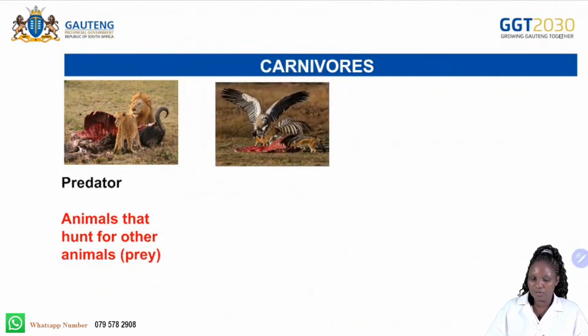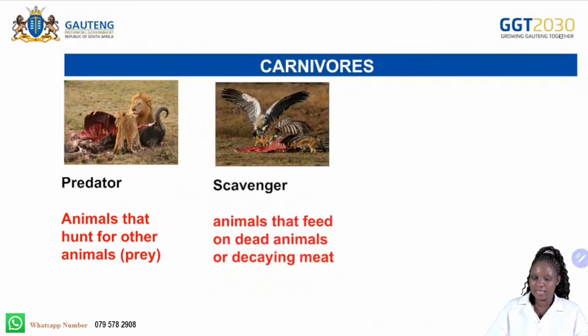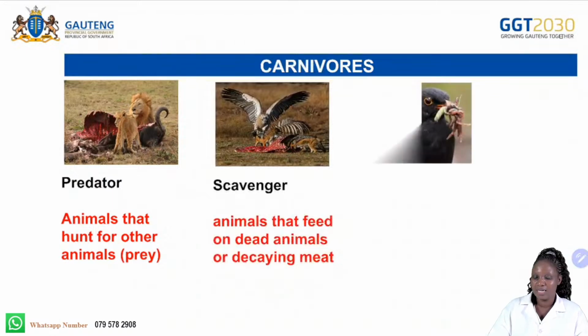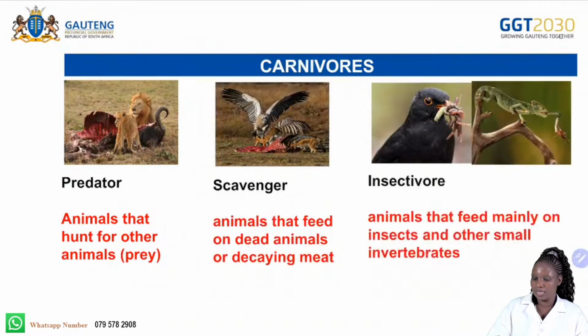And then let's look. We've got the vultures there. Vultures are what? They are scavengers. Okay. They will feed on dead meat. Animals that feed on dead animals or decaying meat, these are called scavengers. We've got quite a number of these animals. They are called scavengers. And then we also have insectivores. Insectivores, these are animals that feed mainly on insects and other small invertebrates.